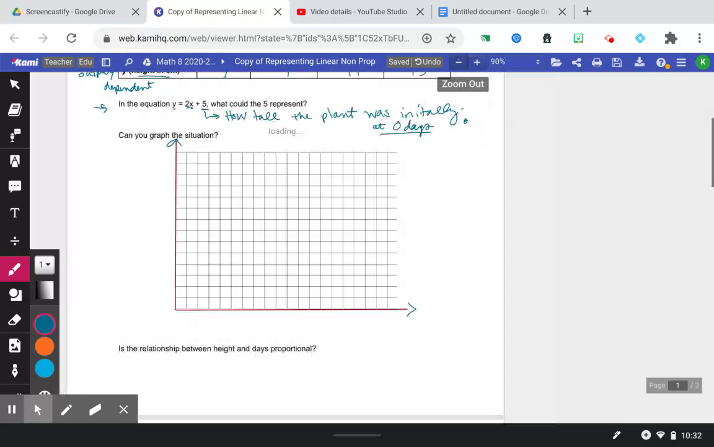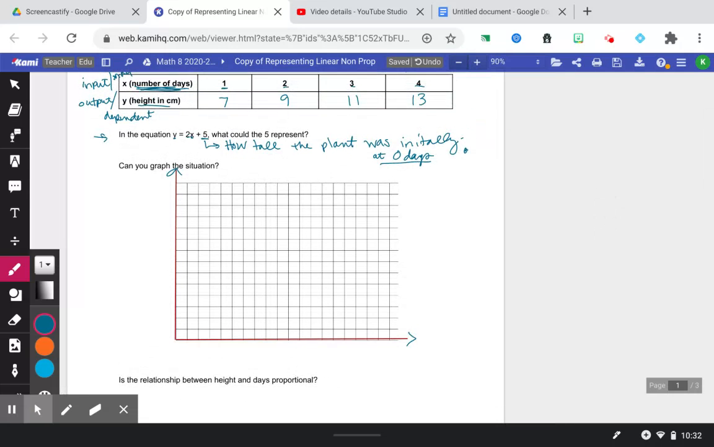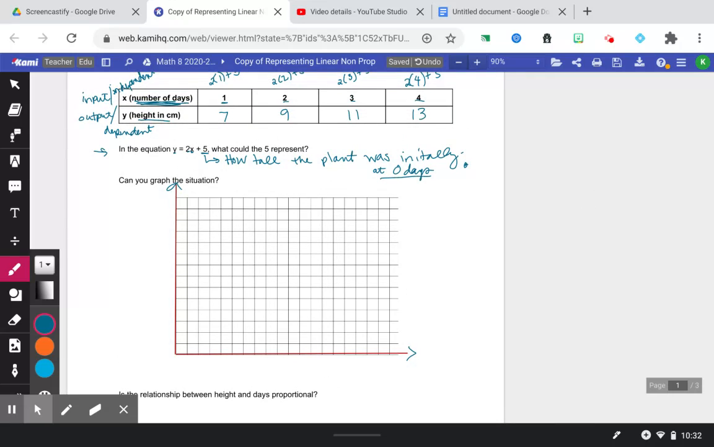When you are graphing, we're going to draw our x and y axis. You need to label your x and y axis. My x is representing the number of days. My y is representing the height in centimeters.